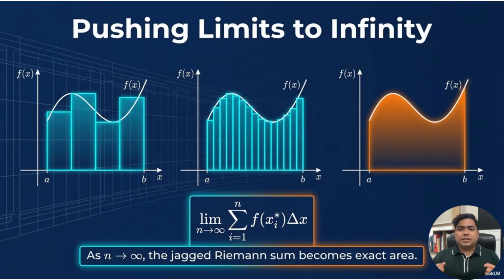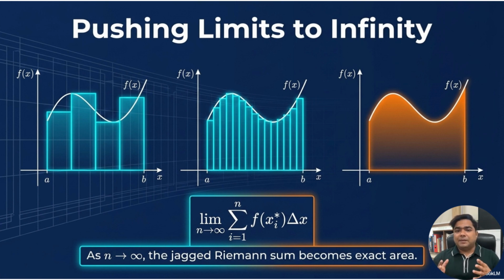Now we reach one of the central ideas of integration, the limit process. On this slide, we see the rectangles becoming thinner and thinner. At first, there are only a few wide rectangles. The approximation is rough. Some parts are above the curve and some parts are below the curve. Then the number of rectangles increases. The width of each rectangle becomes smaller. The rectangle approximation begins to follow the curve more closely.